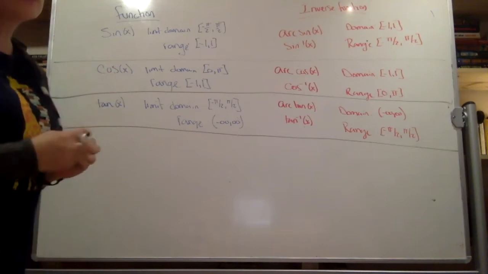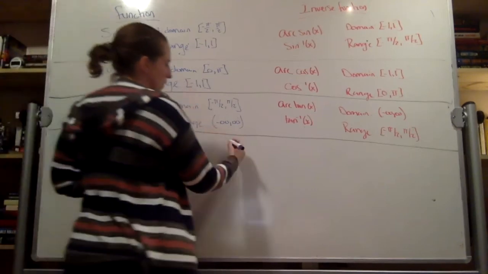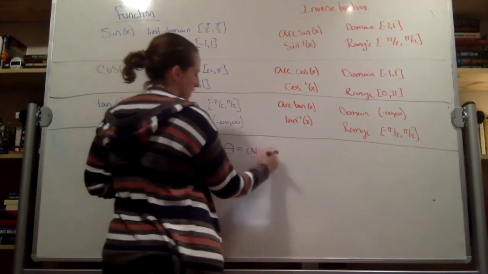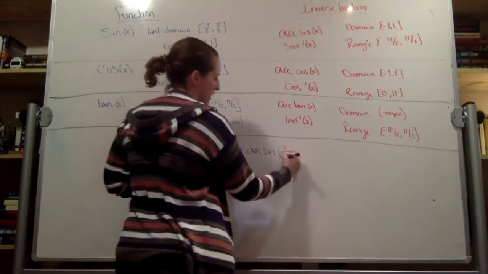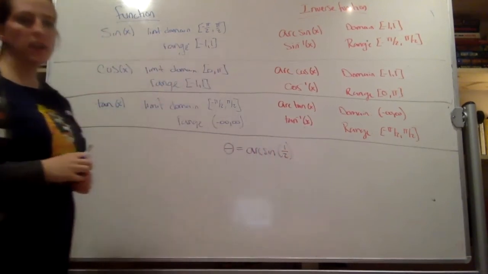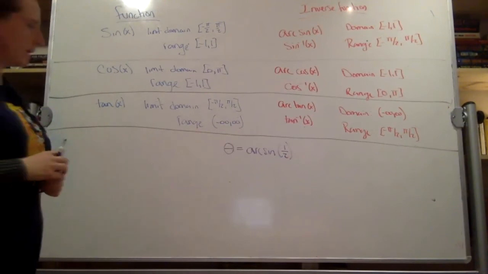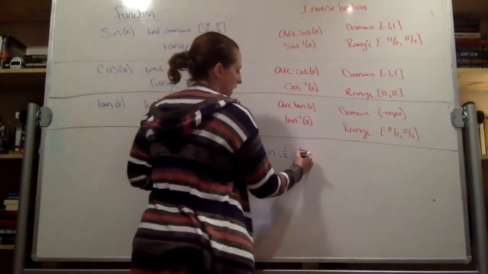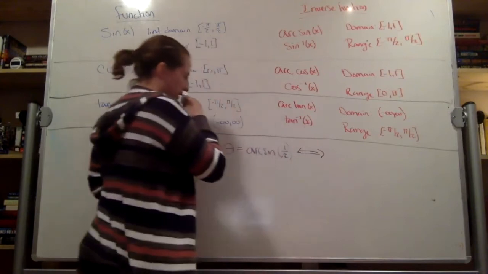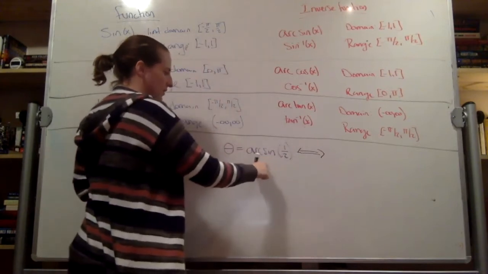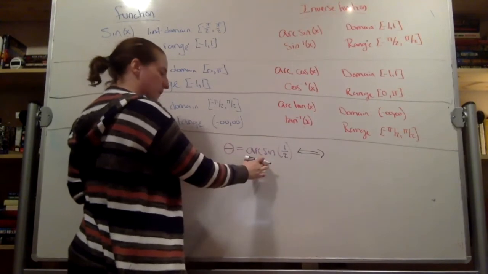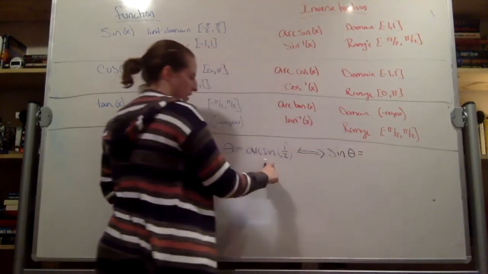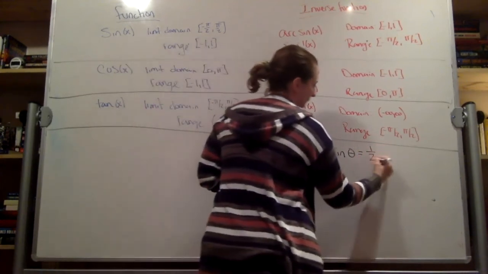So I want us to think about trying to solve a question that might look like this. Theta equals arcsine of 1/2. Now the question is, what is this really saying? Well, we could write this in a different way. I could rearrange this statement, since the inverse of arcsine is sine. In other words, if I took the sine of both sides of this, I would get that sine of theta is equal to 1/2, since sine and arcsine cancel each other out.